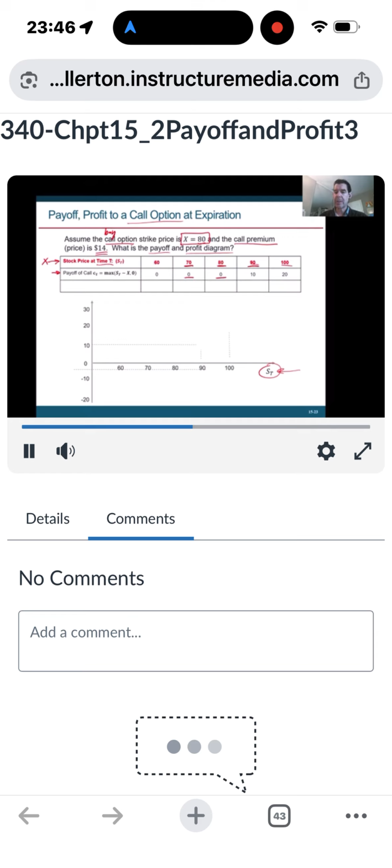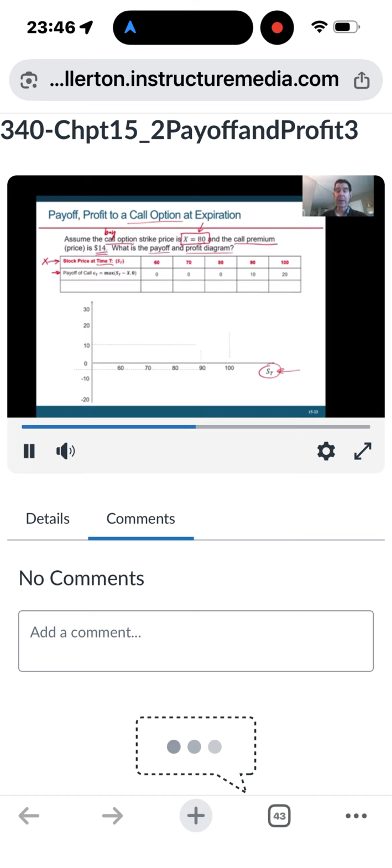Now it starts to gain some value. If the stock ends up at 90, I can buy it for 80. That's going to save me $10, so that's the payoff of my call. And if the stock ends up at 100, the payoff of my call will be $20. It's going to save me $20.